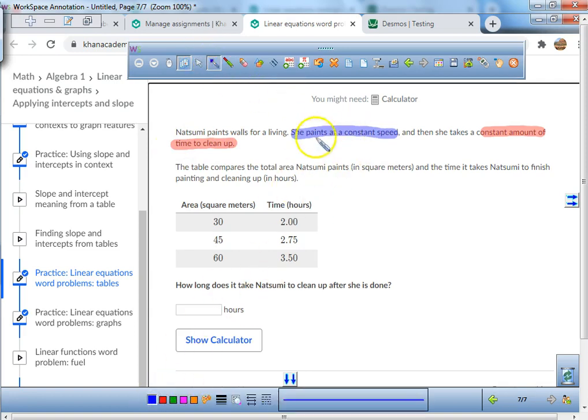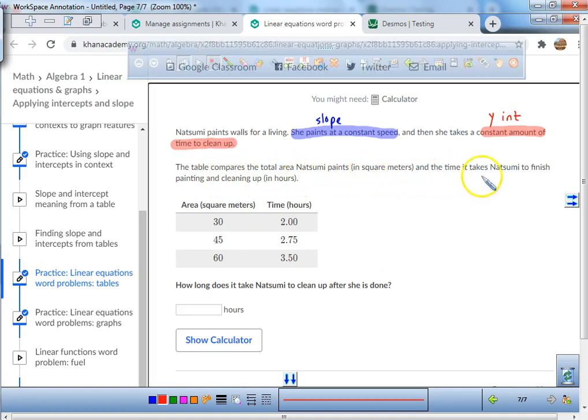So I'm just going to label a couple of things in case you're writing stuff down. That's the slope, and this is the Y-intercept. The table compares the total area she can paint in square meters and the time it takes her to finish painting and clean up in hours. So if she paints 30 square meters, it takes her a total of 2 hours. If she paints 45 square meters, it takes her a total of 2.75 hours.